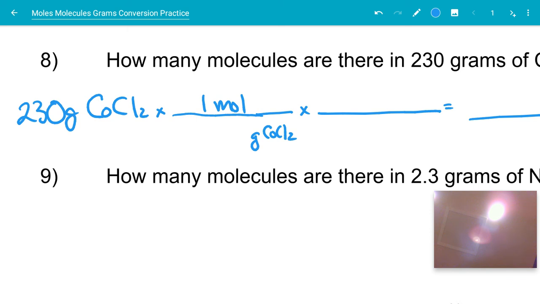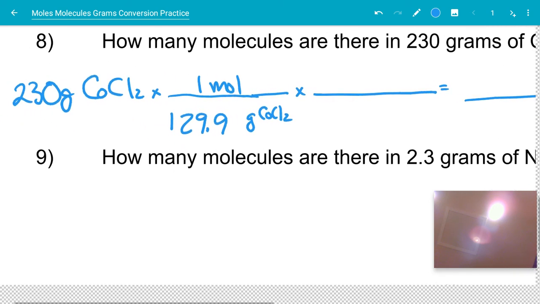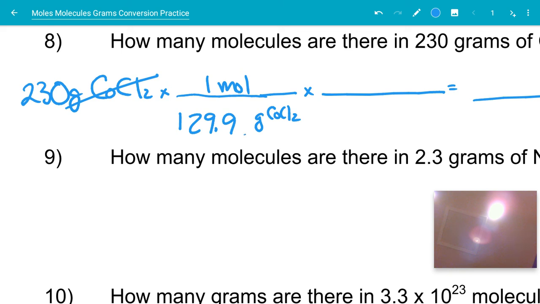Okay, so cobalt is 58.993, plus we need 2 chlorines, so parentheses 35.453 times 2, close parentheses, equals, looks like the molar mass is 129. There's several different ways to round this off, so I'm just going to say 129.9 for the moment. I'm not following sig figs. I'm being very naughty. So that made my grams of COCl2 go away.